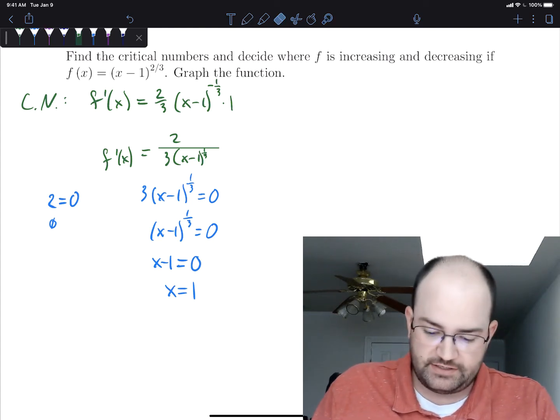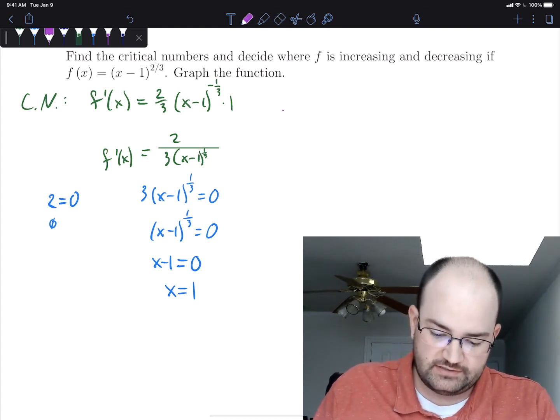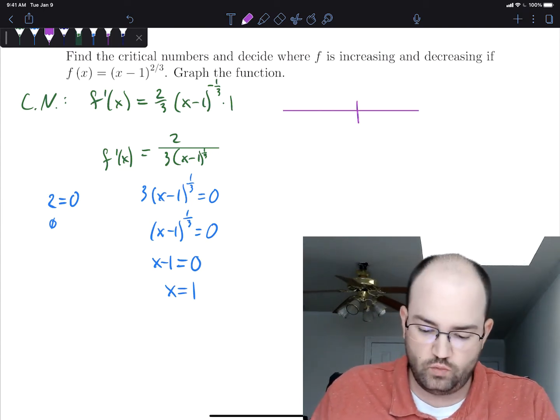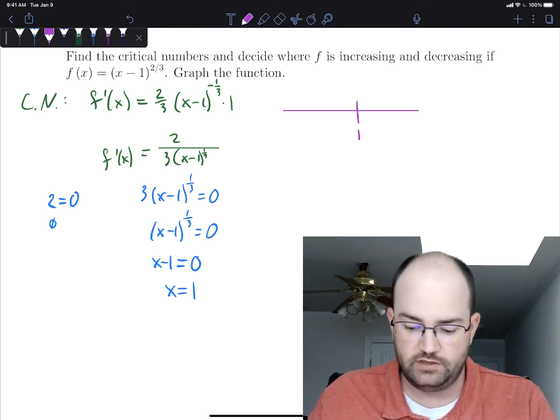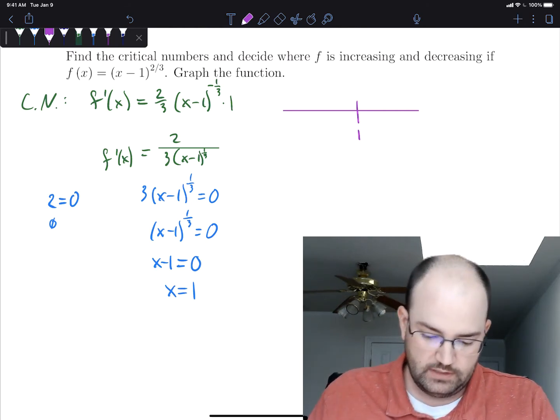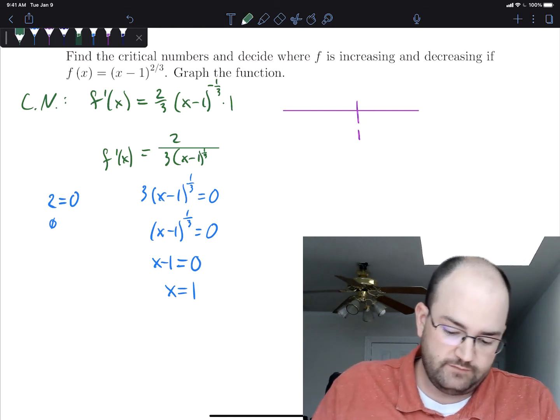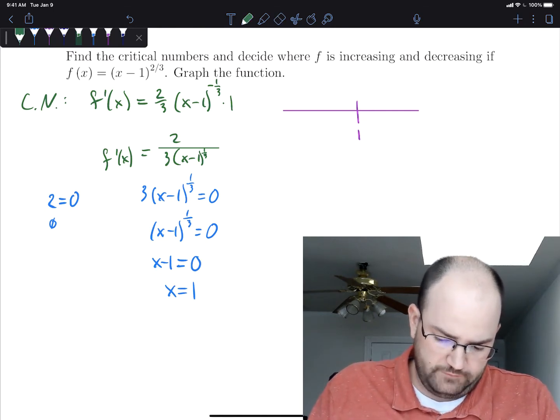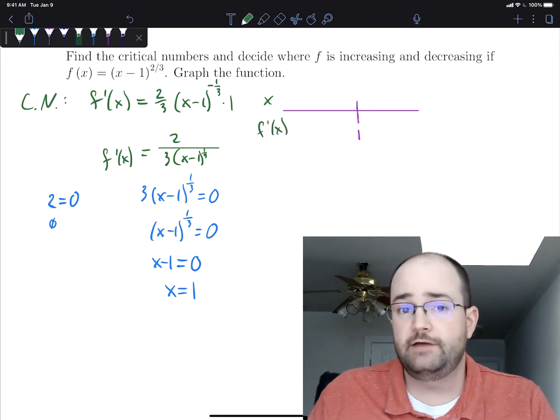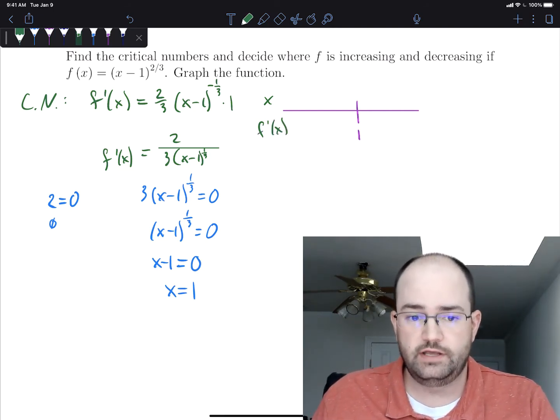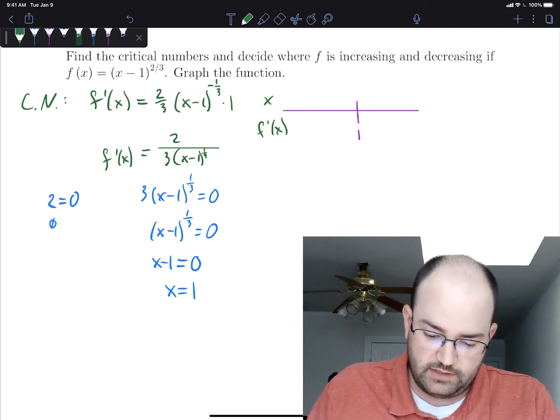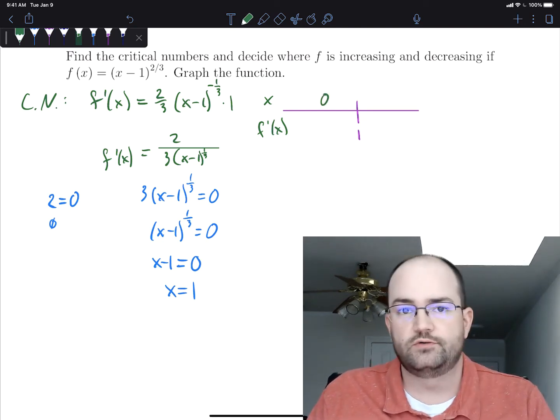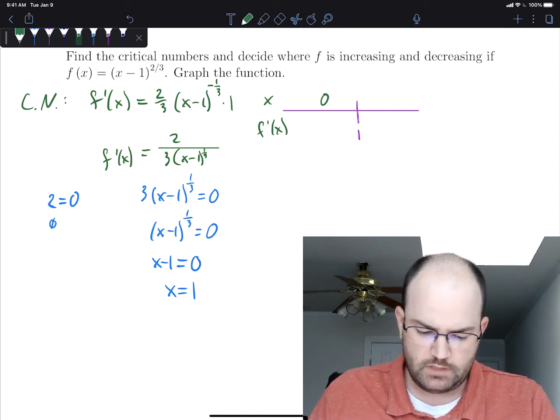Now, what that does for us is it allows us to break this number line up into 2 separate regions. One to the left of 1 and one to the right of 1. And now we're going to look at the derivatives. Well, first of all, we're going to have test values. We need values to the left of 1, and to the left of 1, well, 0 is always a good one if we can. And ask yourself, what is the derivative when x is 0?